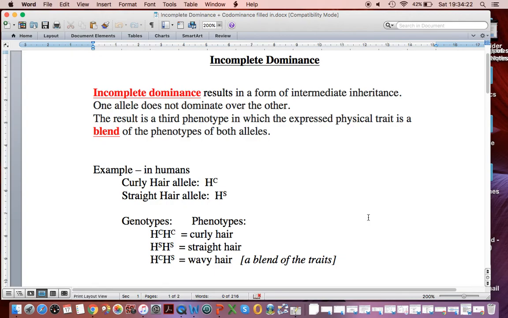Okay, the next video, we're first going to look at incomplete dominance and then we'll look at codominance. I photocopied a chapter of a book to give you additional information and examples, so you can check that out as well for any of the things we're talking about with genetics.